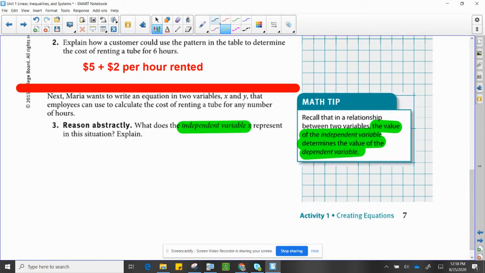So if we talk about what the independent variable x represents in this situation, it's the hours rented for the tubing, okay? Because however long we rent the tube for, that's going to change our cost, okay?